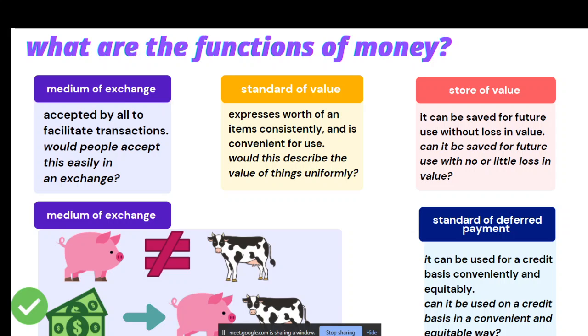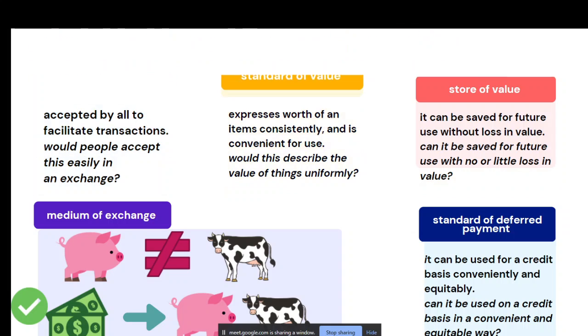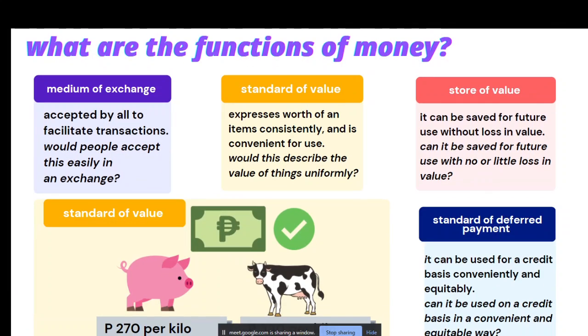Kaya ginagamit yung pera, paper money, specifically to transact because it's really easy compared to the other types of money, 'di ba? Ayan, or commodity money. Okay, so that's one. It's used as a medium of exchange and dapat kapag medium of exchange, it could be accepted by all to facilitate transactions. Di ba? So yung pera, madali siyang i-accept ng mga tao. Okay? And you also have standard of value.